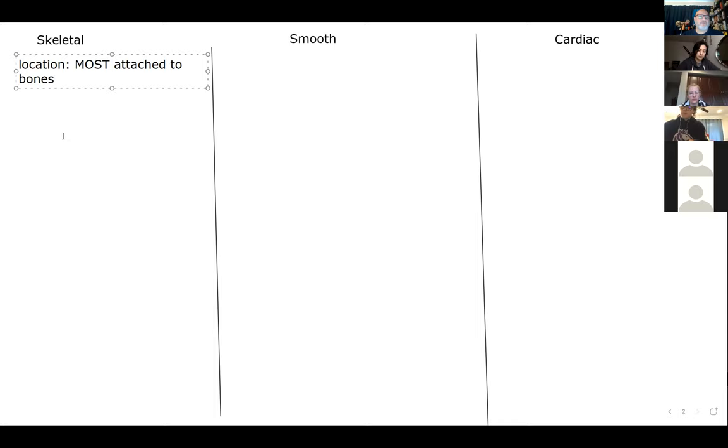Skeletal muscle is our largest muscle cells of the muscle type, largest muscle cells. Some skeletal muscle cells can be over a foot long in length. All right, so it's a nice long distance that these can be. And they have a cylinder shape.